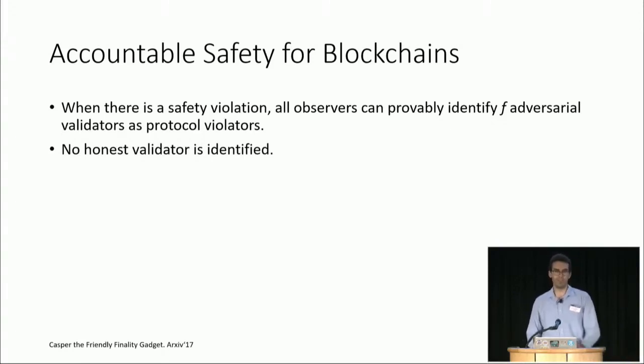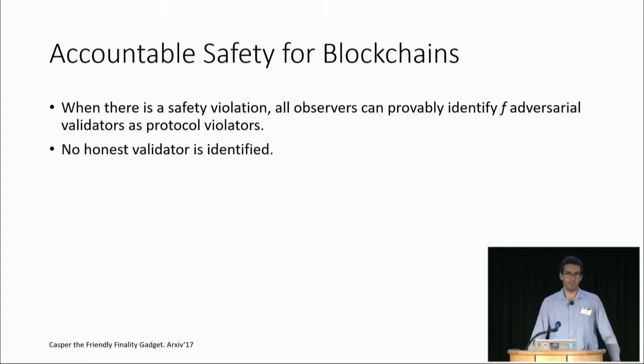So traditional safety is proven in the following way. You assume there are fewer than F adversarial validators, and then using this trust assumption, you prove safety. In this case, indeed, if there are fewer than F adversarial validators, safety is guaranteed. However, this notion says something more. It says, if there are more than F adversarial validators, and if these people engage in a safety attack, I will be able to provably identify them. I will be able to point at them, and everyone will believe me.